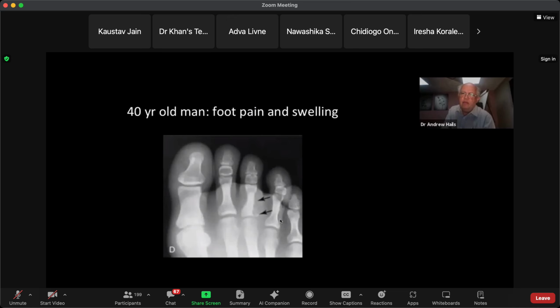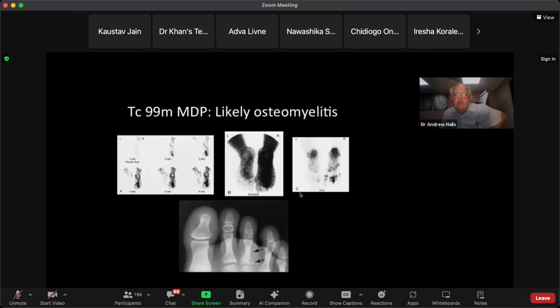Yeah, and here we have the plain film. Yes, and as you said, osteomyelitis. I think I would say it could also be a septic arthritis because it's around the joint, but yes, that's fine.